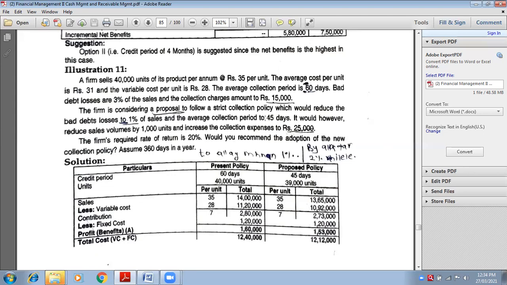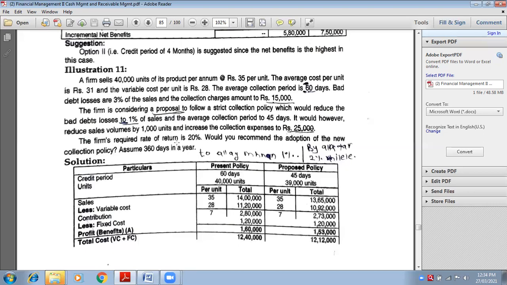See, 45 days. It would, however, reduce sales volume by 1000 units. Earlier sales were 40,000 units, now it will be 1000 units less. Instead of 40,000, you will write 39,000 units. And it increases the collection expenses to rupees 25,000. In the earlier case the collection charges were 15,000, but in the proposed case the collection charges will be increased to 25,000.